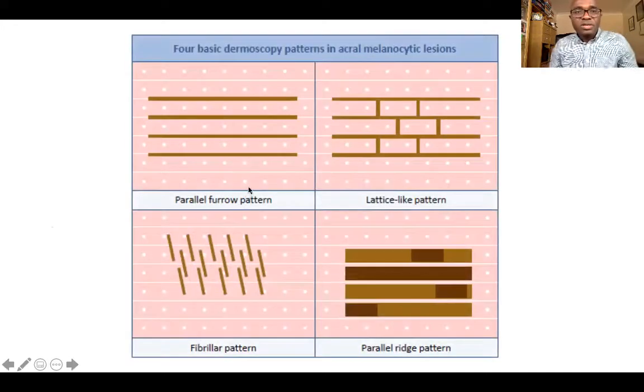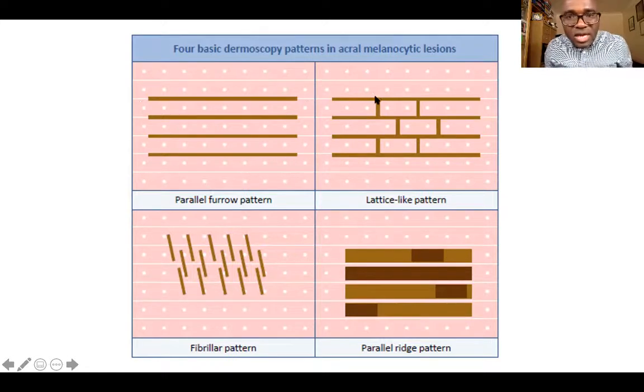So the basic dermoscopic pattern of acromelanocytic lesions is something like this. So this is a parallel furrow. These are the eccrine ducts, sweat pores on the sole of the feet, on the ridges, and the pigmentation will be on the furrows. Okay, the valleys, on the furrows. So this parallel furrow pattern is benign.